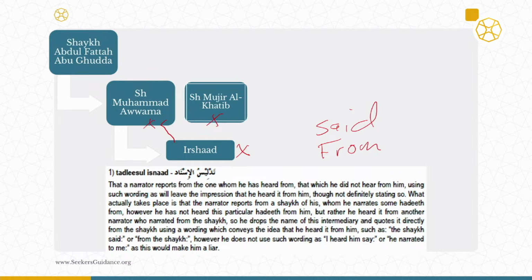So I did hear from Shaykh Muhammad Awama, right? There is an established transmission there. But now I'm transmitting something that I did not hear from him. In fact, I perhaps got it from his student, Shaykh Mujir al-Khatib, who got it from Shaykh Muhammad Awama. So now the isnad would look like, from Shaykh Mujir al-Khatib, from Shaykh Muhammad Awama, from Shaykh Abdul Fattah Abu Ghudda, but I don't mention Shaykh Mujir al-Khatib. Why don't I mention him? Because look, I have transmitted from Shaykh Muhammad Awama, so I might as well just go straight to Shaykh Muhammad Awama.